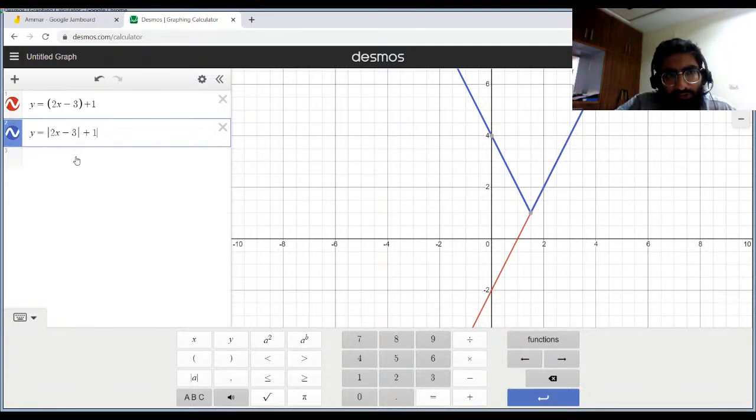Your question is whether, around this 2x minus 3 outside the mod, I put the brackets or not? No, no need. Okay, so this is what it would be.